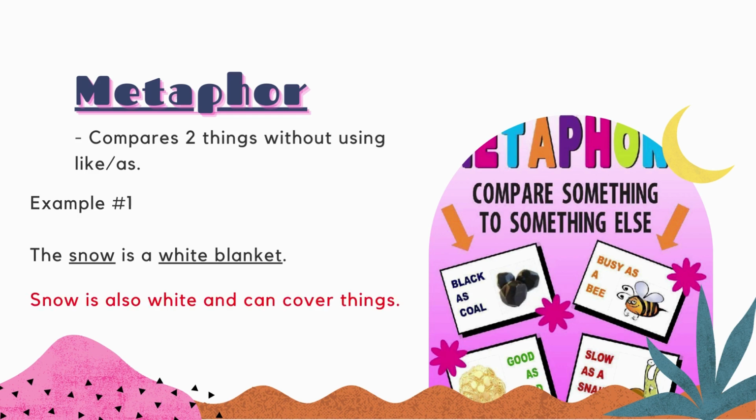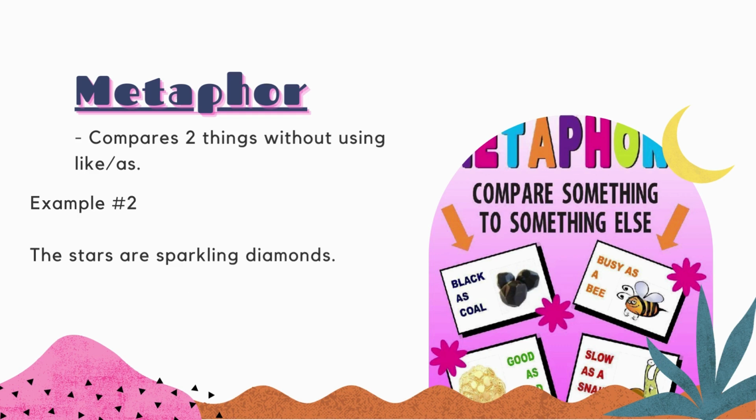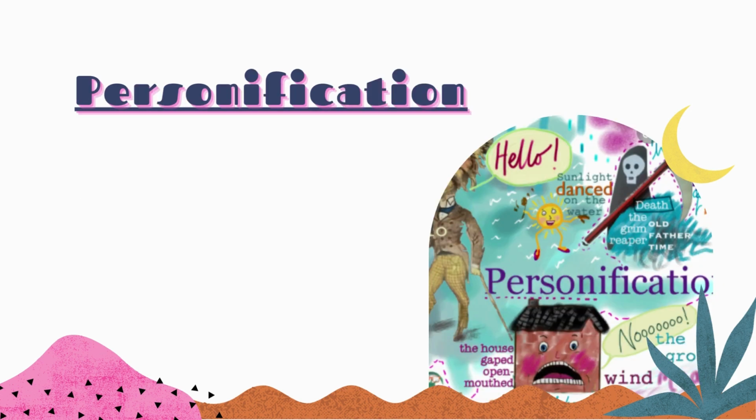and can cover things. Another example: The stars are sparkling diamonds. In this example, the stars are compared to diamonds without the use of as or like, since stars also sparkle or shine. Now, let us have personification.